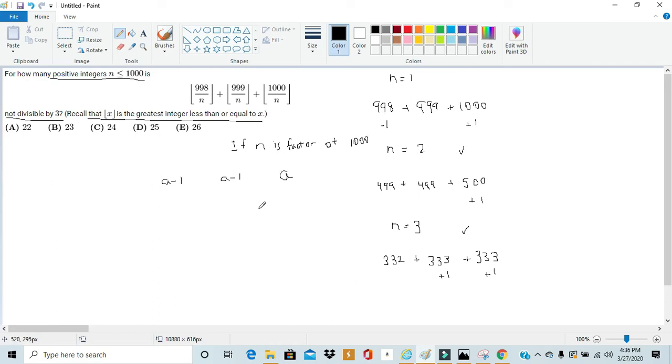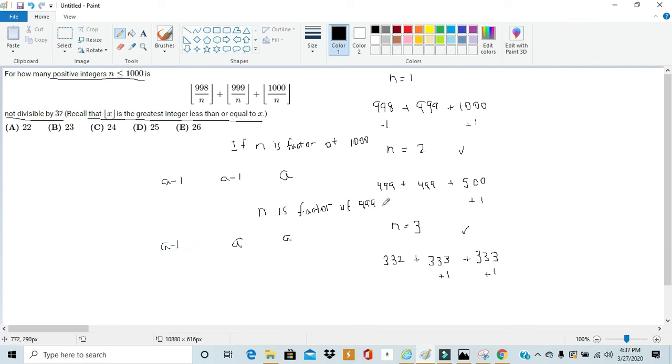Similarly, we can see that if n is a factor of 999, then let's say we'd get a result of a. 1000 over n would also be a because the smallest multiple of n less than 1000 would be 999. So it would divide by that and we would get a once again. But then 998, the smallest multiple of n would be significantly lower than 999. So we would get a minus 1 in that case.